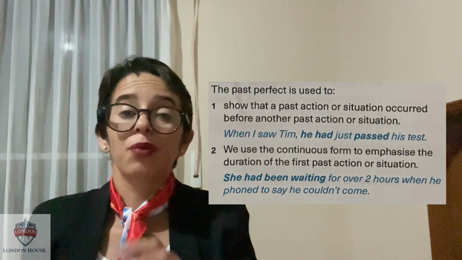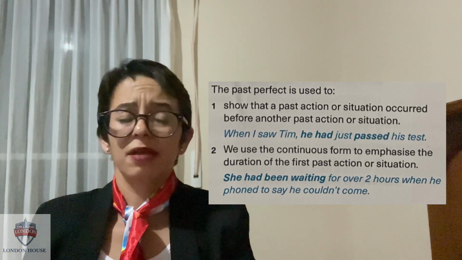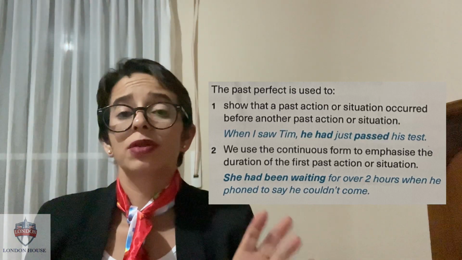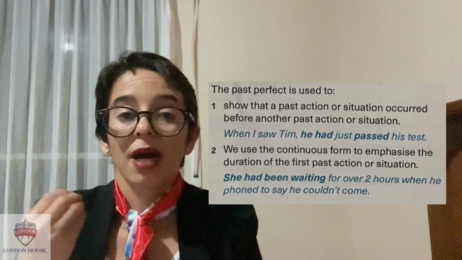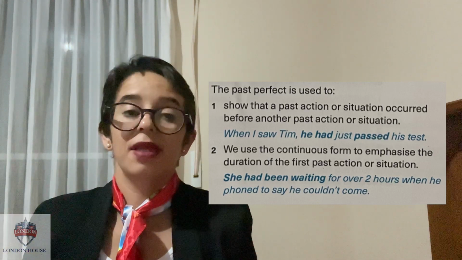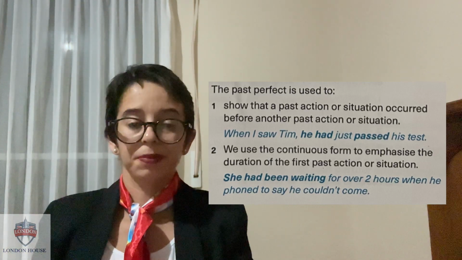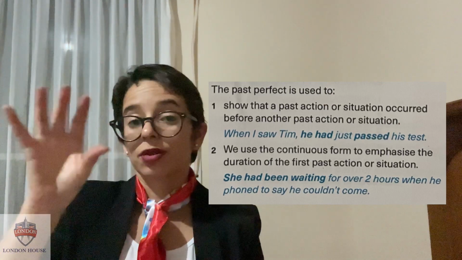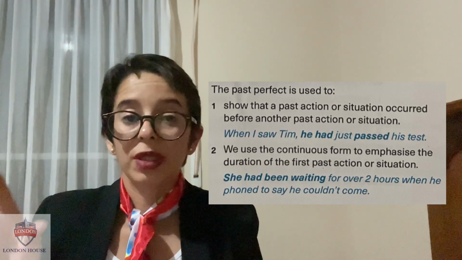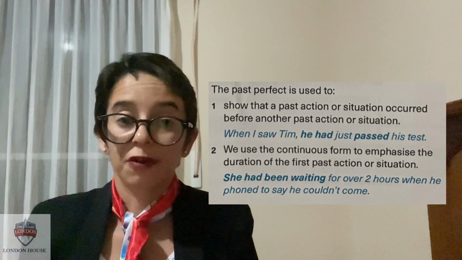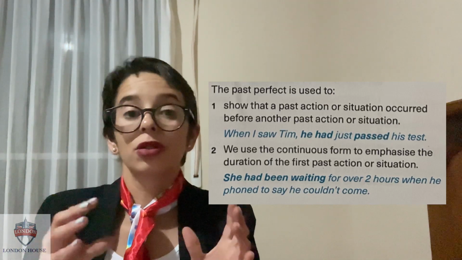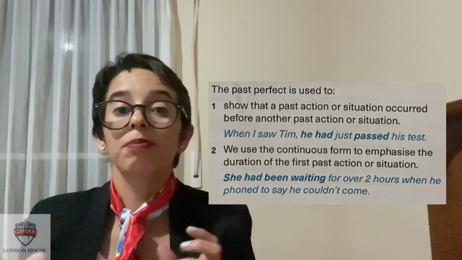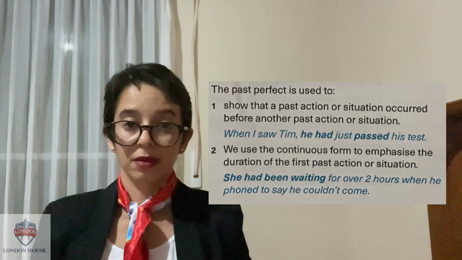Let's say that I went to the cinema yesterday. I went to the cinema and I went to the bank, right? Well, which action happened first? Let's say that it is going to the cinema. So that action that happened first, that one is going to be in past perfect, right? For example, I had gone to the cinema before I went to the bank, okay?